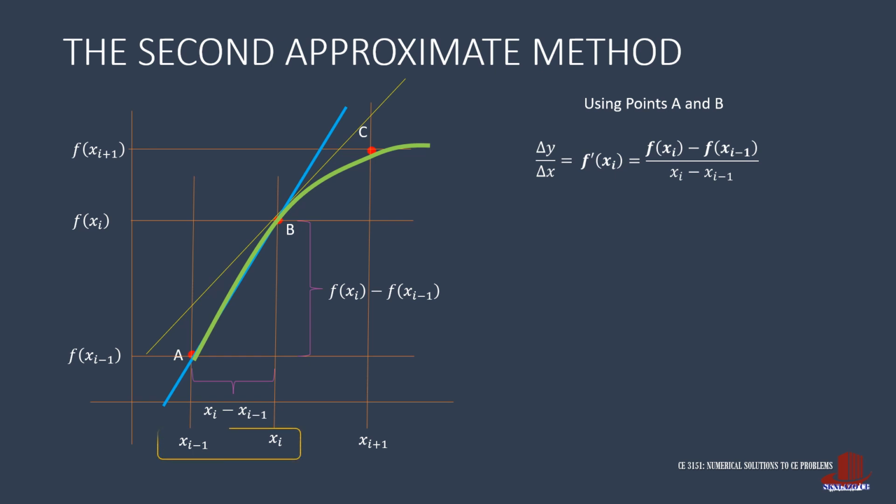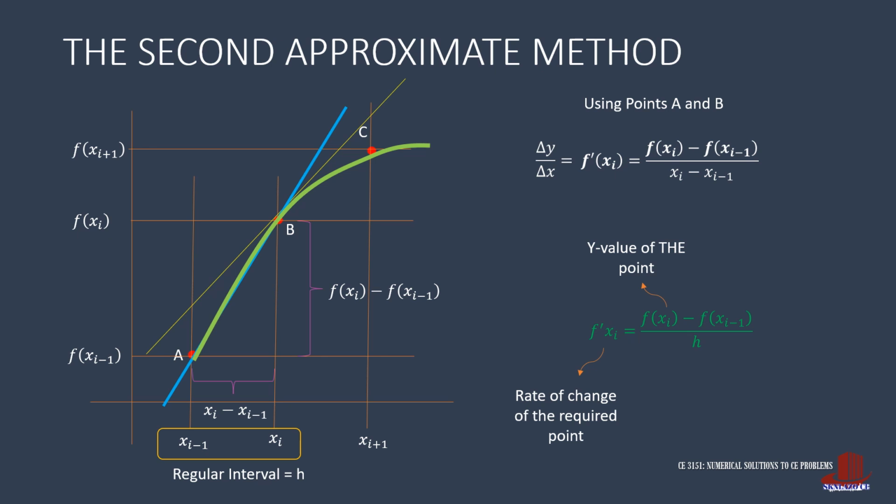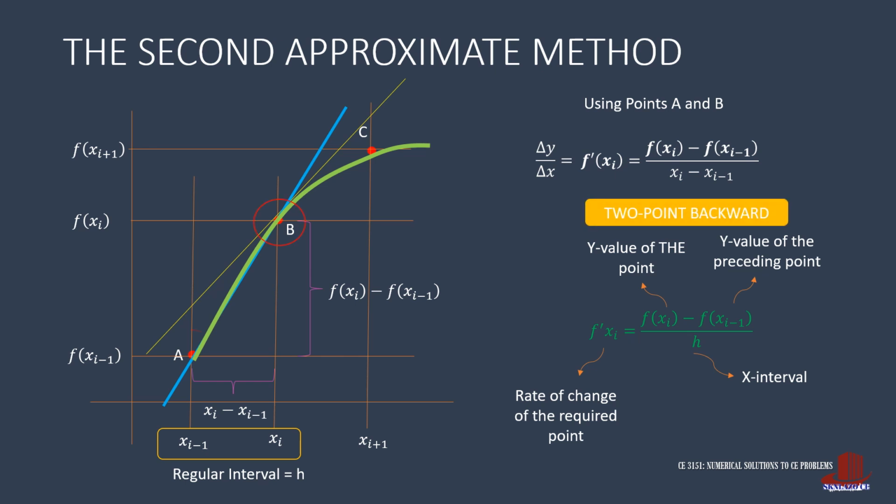Again, x intervals are regular and tagged as h, making f prime of xi equal to f of xi minus f of xi minus 1 all over h. F prime in the function is the rate of change at point xi, and f of xi is its y distance. F of xi minus 1 is the y distance of point A, and h is the x interval. Using points A and B, the function is named 2 points. Then going back 1 point from that of concern makes the name 2-point backward.